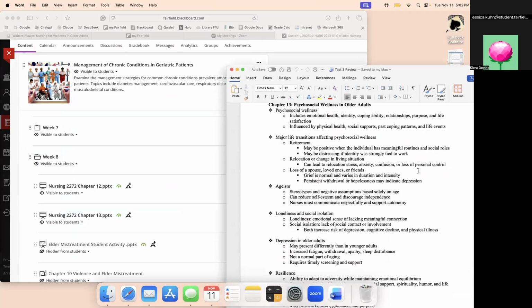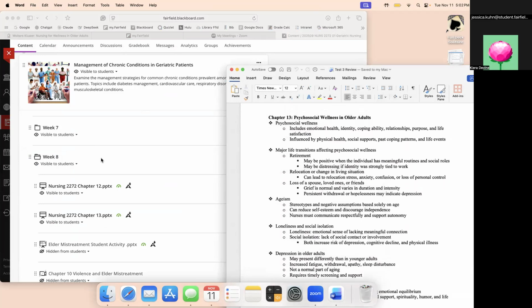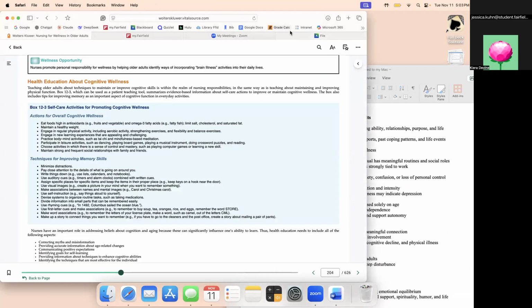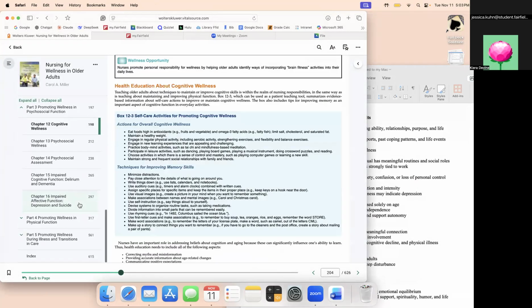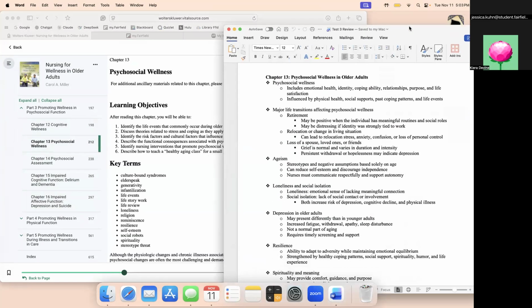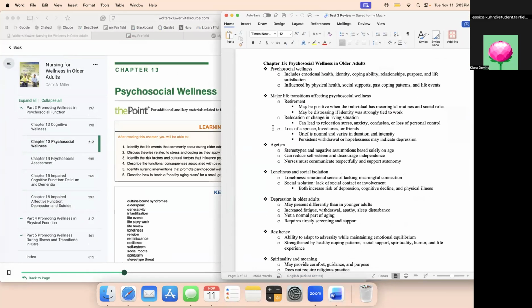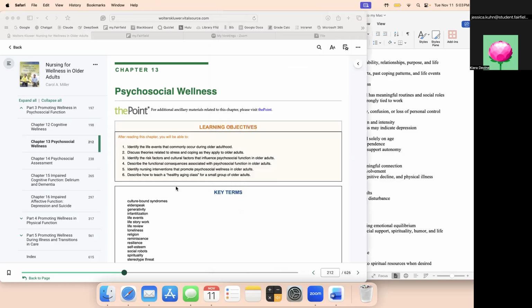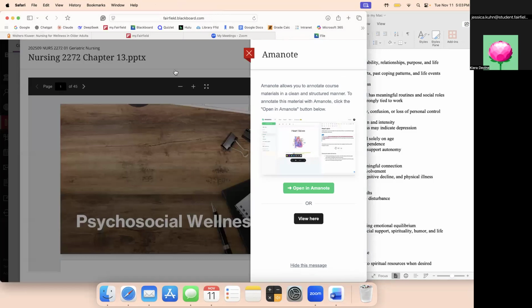All right, we're going to move on to chapter 13. This is psychosocial wellness in older adults. Psychosocial wellness includes mental health, identity, coping ability, relationships, purpose, and life satisfaction. This is influenced by physical health, social supports, past coping patterns, and life events. Let's go into the PowerPoint here.